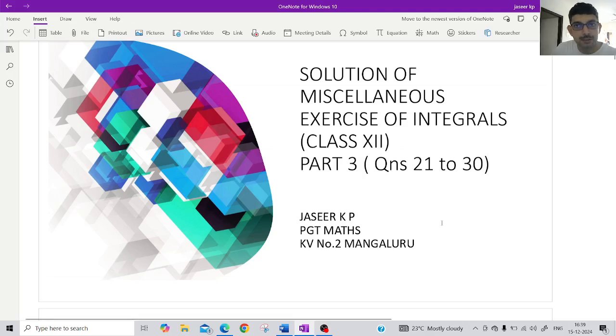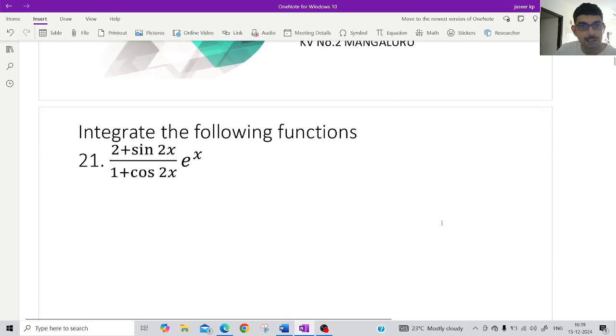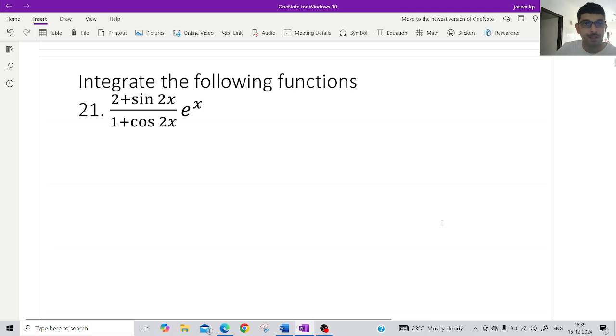Hello everyone. So this is the third part of the solution of the miscellaneous exercise of the chapter Integrals. In this part we are going to solve questions number 21 to 30. So let us start with the 21st question.